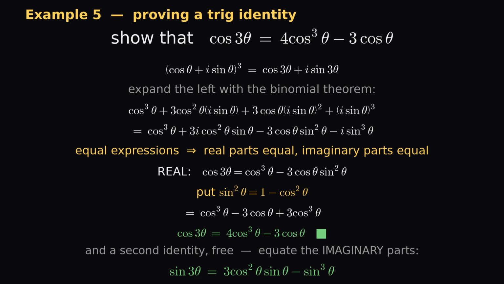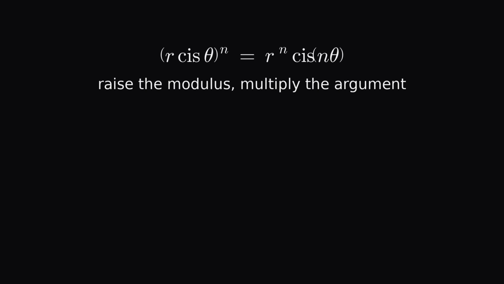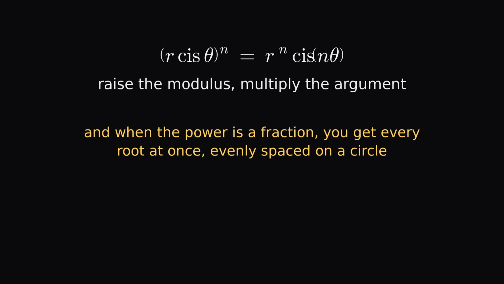Equate the imaginary parts instead, and you get sine 3 theta equals 3 cos squared theta sine theta minus sine cubed theta. One expansion, two identities. Raise the modulus, multiply the argument. And when the power is a fraction, you get every root at once, sitting evenly spaced on a circle.